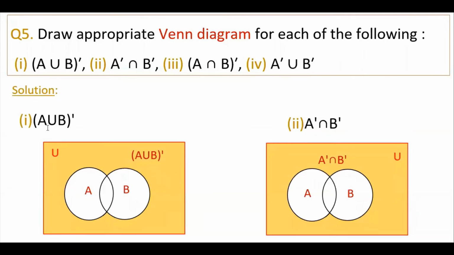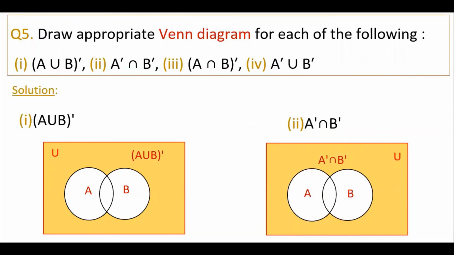So the complement of A union B is the difference of the universal set and A union B. So that means you have to exclude the part of A union B. So this is A union B, so you have to exclude this part. So the remaining part is the complement of A union B.